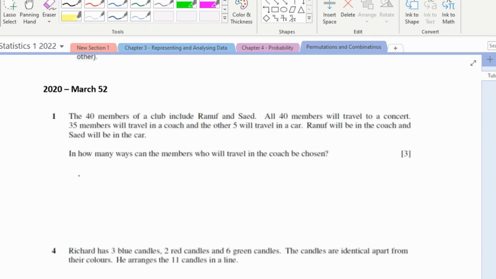Okay, so we've got these 40 members. We've got Ranuf and Saeed. All 40 members travel to the concert. 35 members will travel on the coach. Another 5 travel in the car. Ranuf will be in the coach and Saeed will be in the car. How many ways can the members who will travel in the coach be chosen?